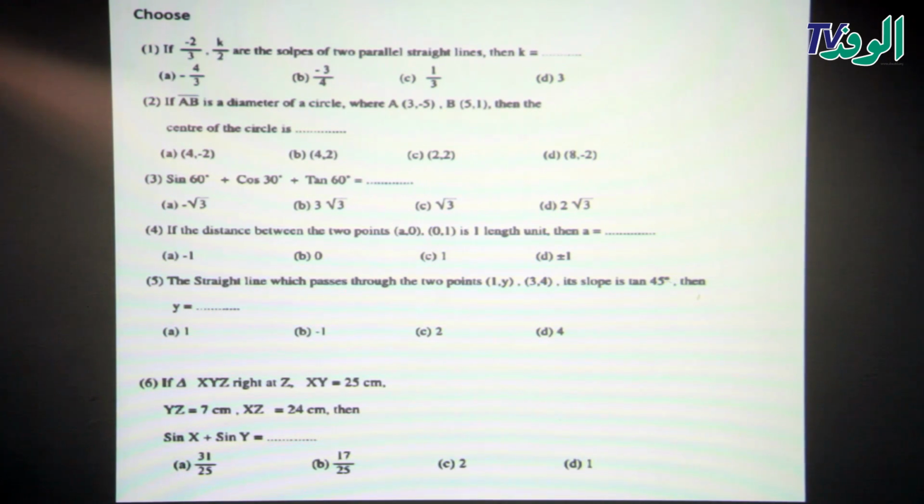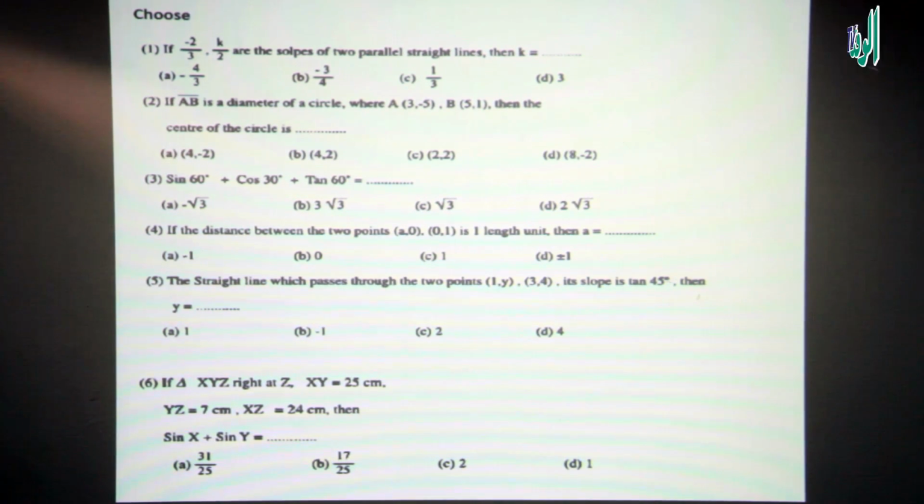Number 2. If AB is a diameter of a circle where A(3, negative 5) and B(5, 1), then the center of the circle is which of the four choices: (4, negative 2), (2, 2), (2, 8), (negative 2).